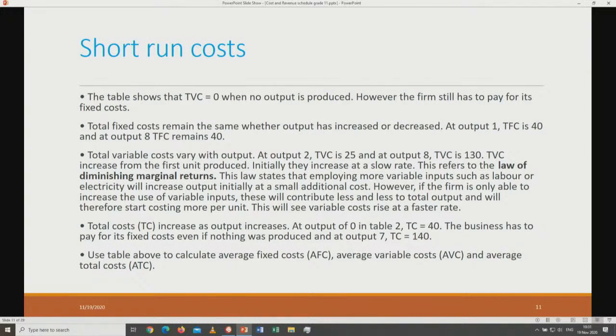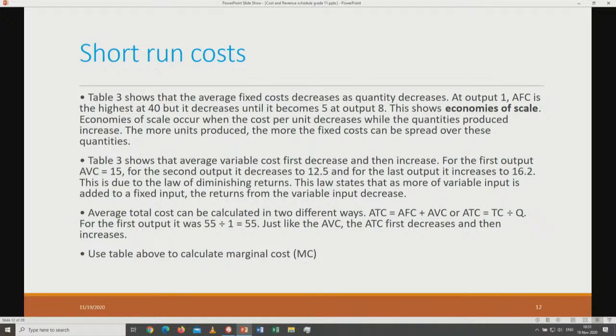Now I want to show you how to calculate the average variable cost. This is how we calculate it. Look at the pattern first. The pattern is that your average variable cost first decreases and then it increases. For the first output, your average variable cost is 15. For the second output, it decreases to 12.5. And for the last output, it increases to 16.2. We call this the law of diminishing marginal return, like we stated it before.